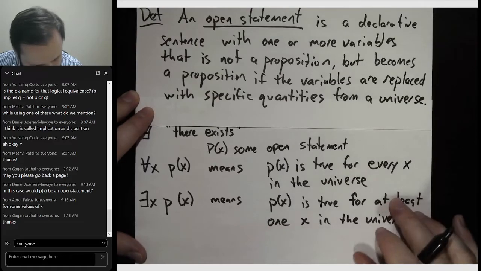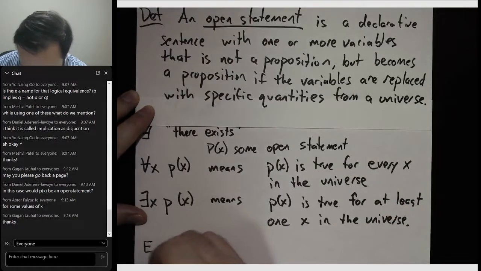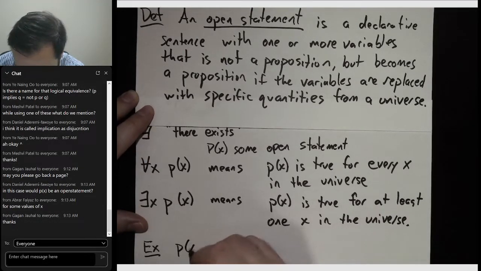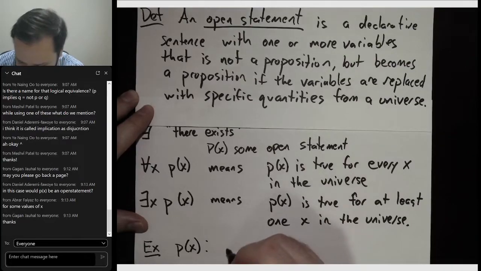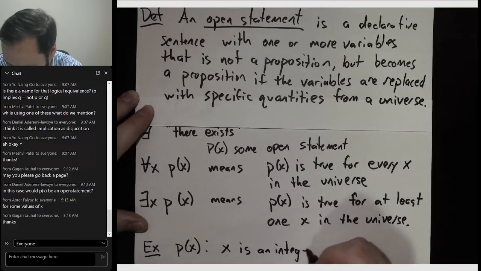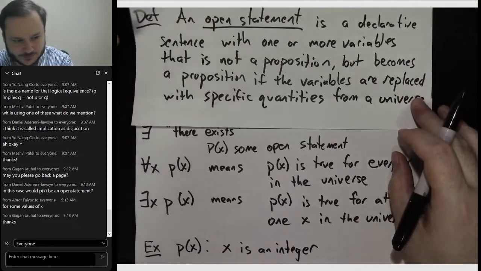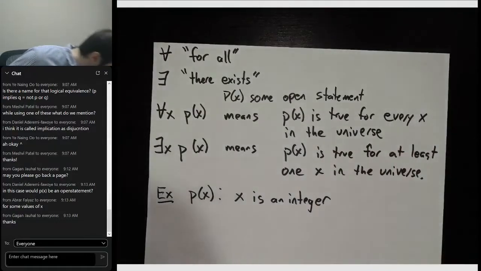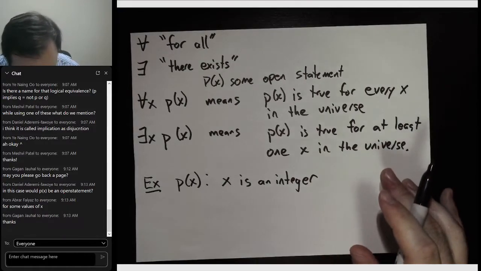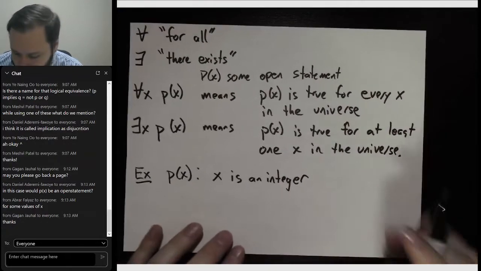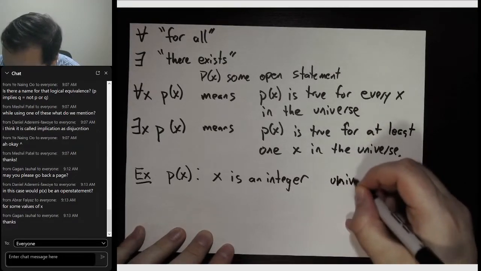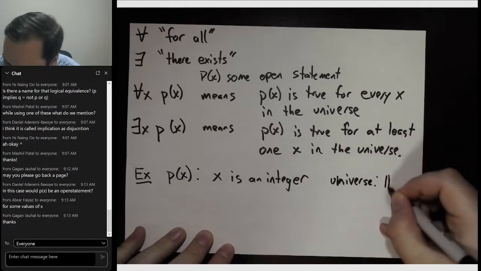So let's look at an example. I'm going to say P of x is the statement x is an integer. This is the open statement we were talking about previously. I also need to specify my universe. So let's say the universe is all real numbers.